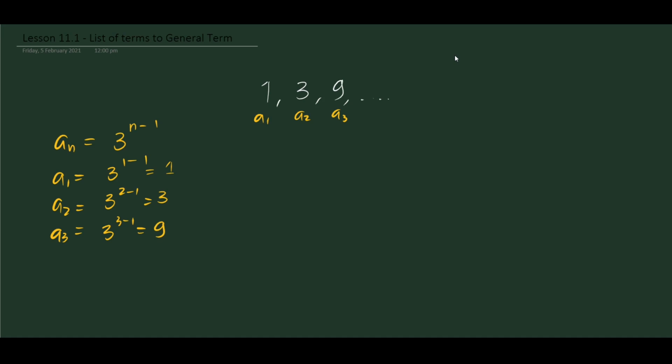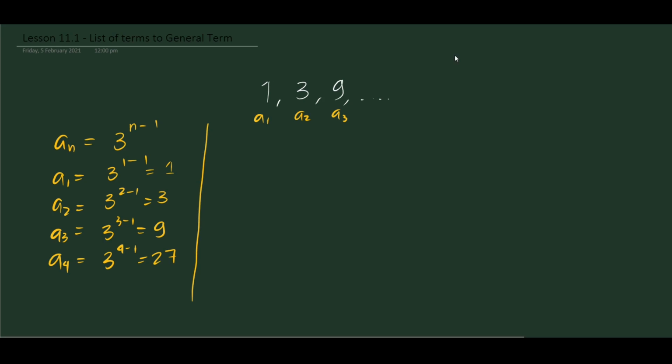So what about a4? Let's see here. 3 raised to 4 minus 1. So 3 raised to 3, that would be 27. Okay? So if this is our general term, we can say that the next term is 27, right? So let's take a look at another general term.